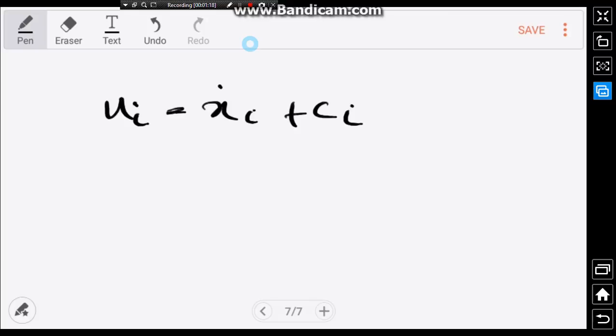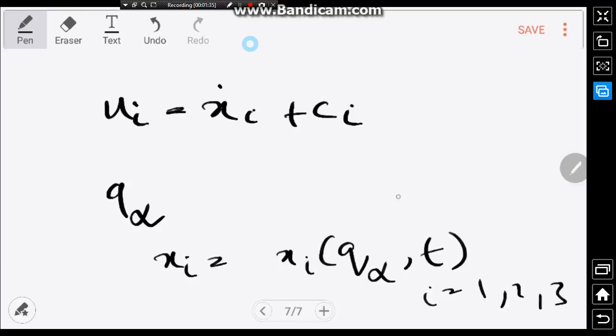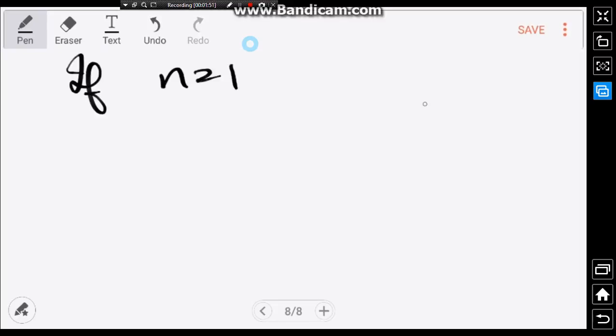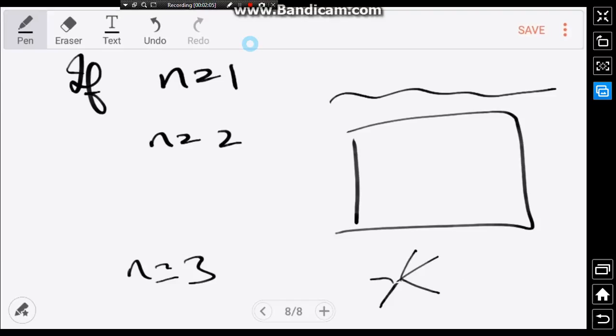Now we introduce generalized coordinates q alpha by the set of equations given by xi equal to psi i of q alpha comma t, for i equal to 1 to 3 and alpha equal to 1 to n, where n is equal to 1, 2 or 3 depending upon the degrees of freedom of the rocket. If n is equal to 1, the rocket is constrained to move along a curve. If n is equal to 2, then the rocket is constrained to move along a surface. If n is equal to 3, then the rocket is free to move about in any direction.